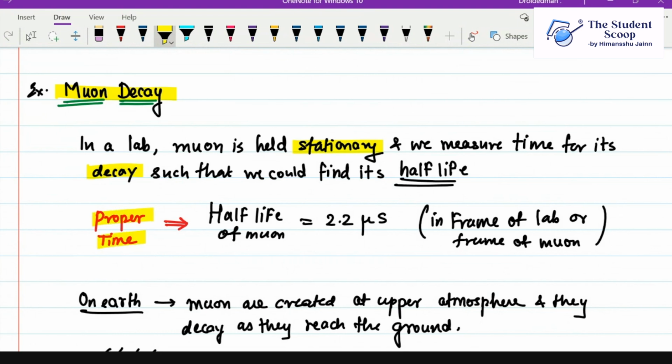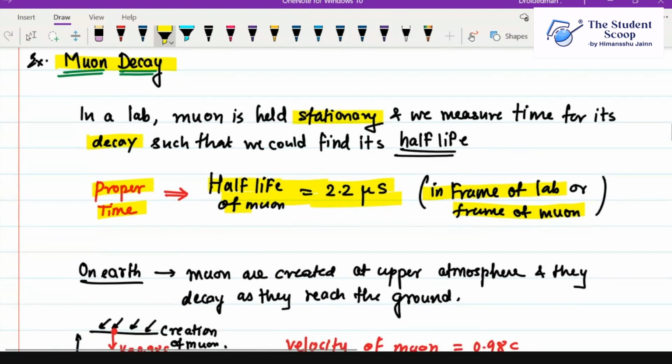Now the proper time of muon decay. The half-life of muon decay will be proper time because when we hold the muon stationary, it means the muon is stationary with respect to us, and the events like creation and decay happen at the same position because it is held stationary using some electromagnetic fields. So according to the muon's frame, the half-life of the muon is 2.2 microseconds, in the frame of the lab or in the frame of the muon.